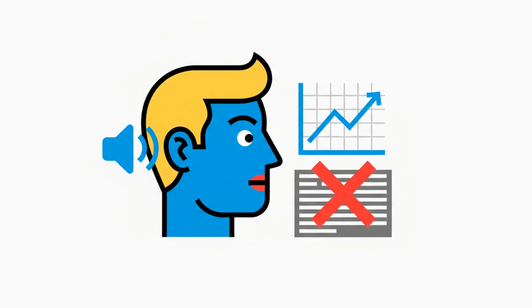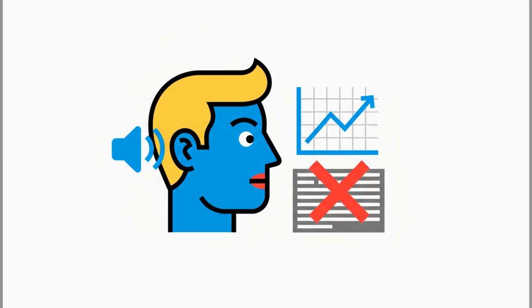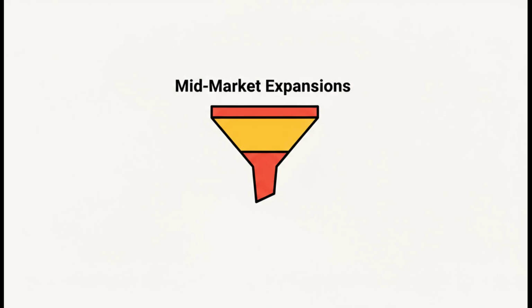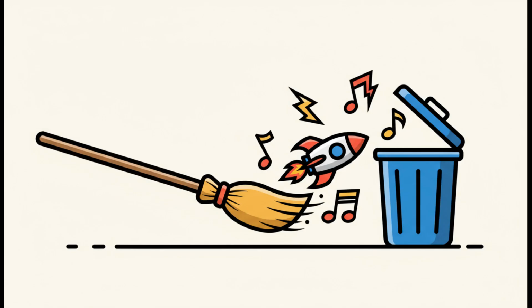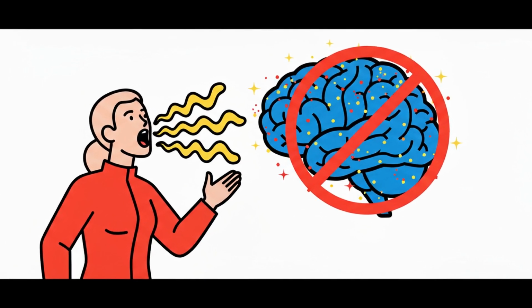2 things drove the jump. Renewals improved in enterprise, and mid-market expansions accelerated after the pricing update. Next slide focuses solely on driver 1 with a simple bar chart and 1 callout. Next slide, driver 2 with a mini funnel. The rocket image and background music, gone. If you want energy, bring it in your voice and pacing, not with cognitive glitter.